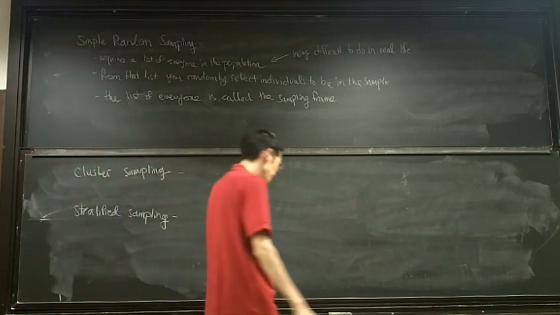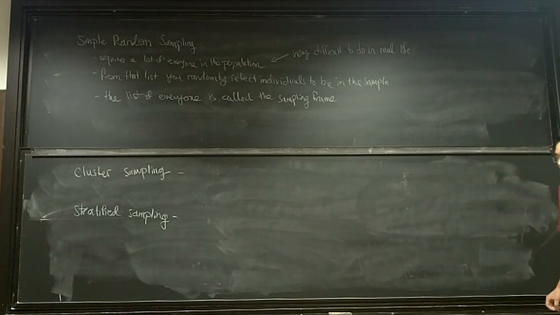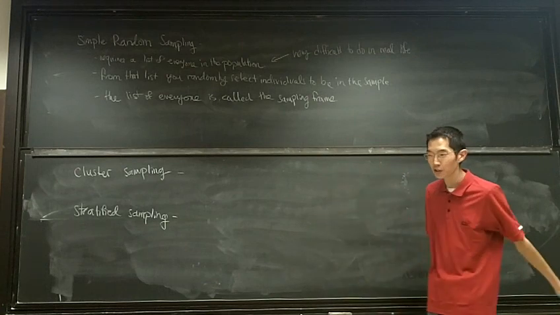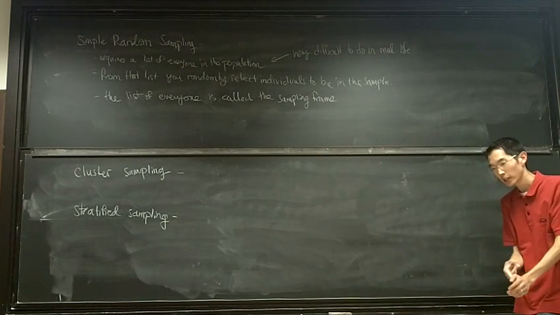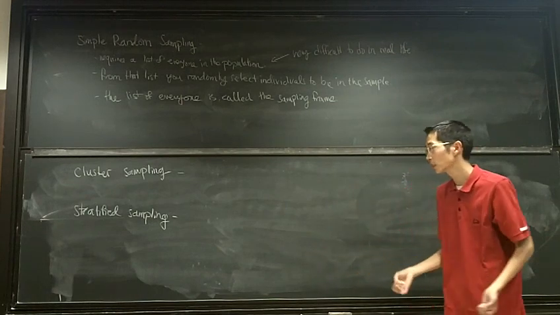Cluster sampling divides the population into subgroups, and each subgroup is potentially representative of the population.